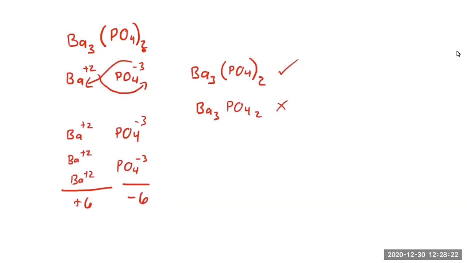So once we know the charges of our elements or polyatomic ions, we can figure out what the ionic formula should look like. And remember, if you have a polyatomic ion, you need the parentheses to indicate how many of that particular polyatomic ion you have.